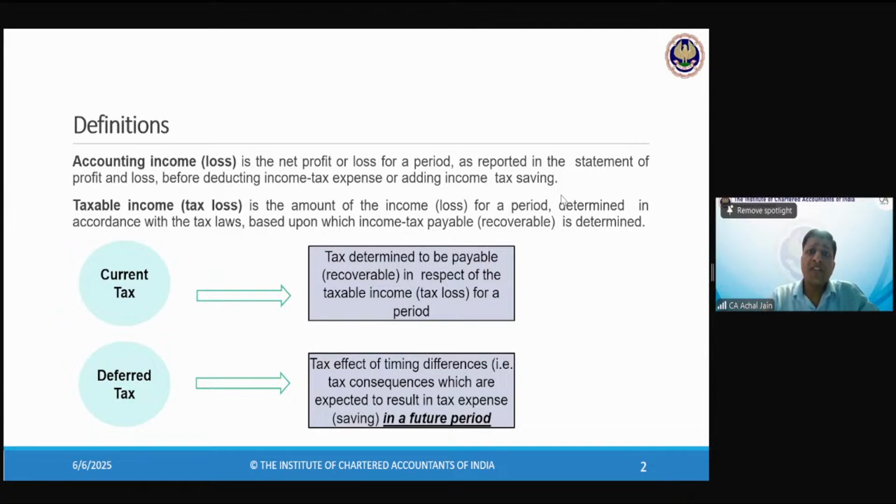The term for such profit or loss in the standard happens to be accounting income or loss. So what is your accounting income or loss? Any profit or loss which is there in the books of accounts, means as per P&L. Okay, clear? Next.